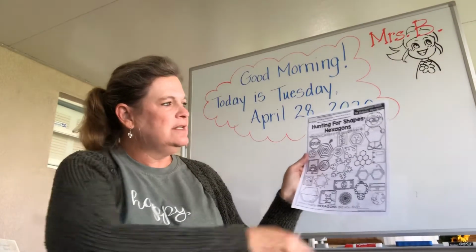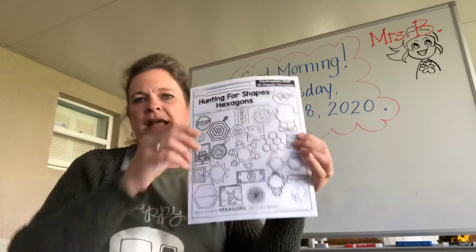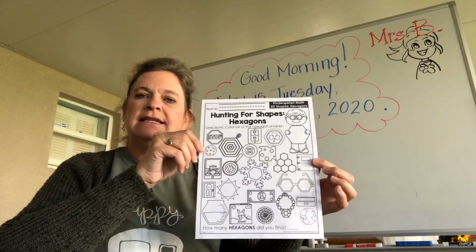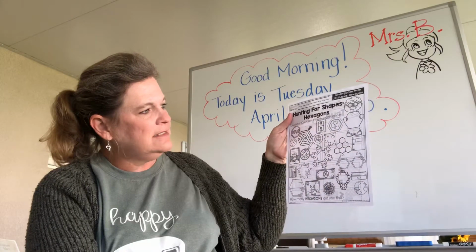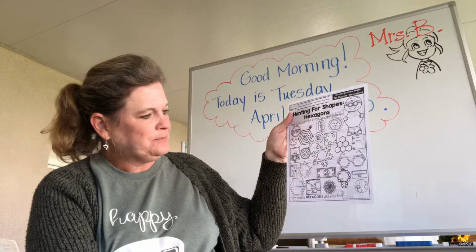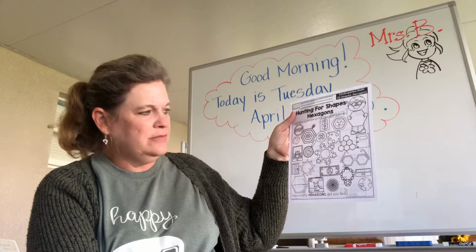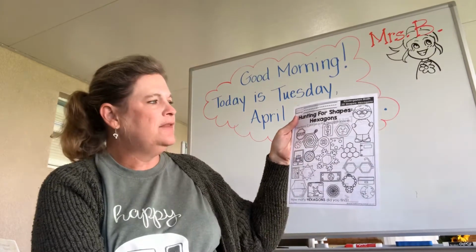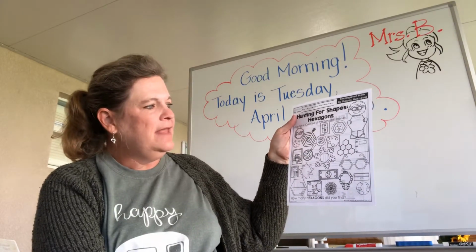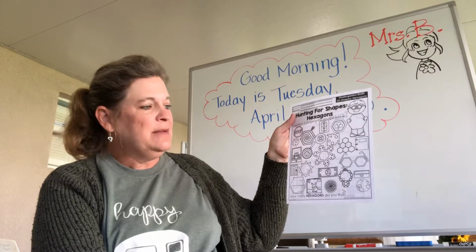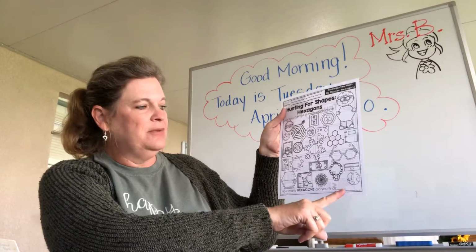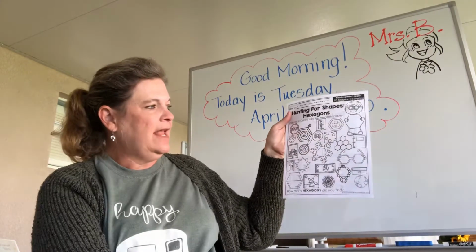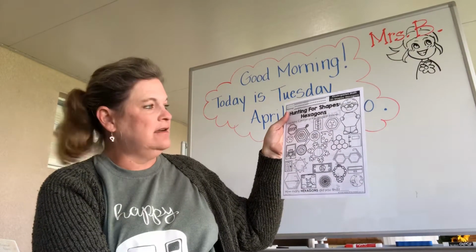So this one is just hunting for hexagons. Remember, hexagons have 6 sides. So you're just going to look for all of the hexagons in the picture and color them or circle them, mark them some way. And then the tricky part is to count them all and write the number that shows how many. And there's lots of hexagons in this picture.